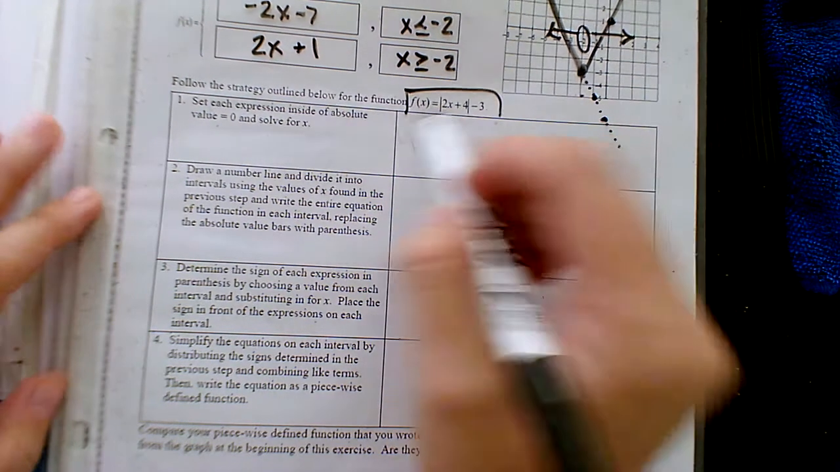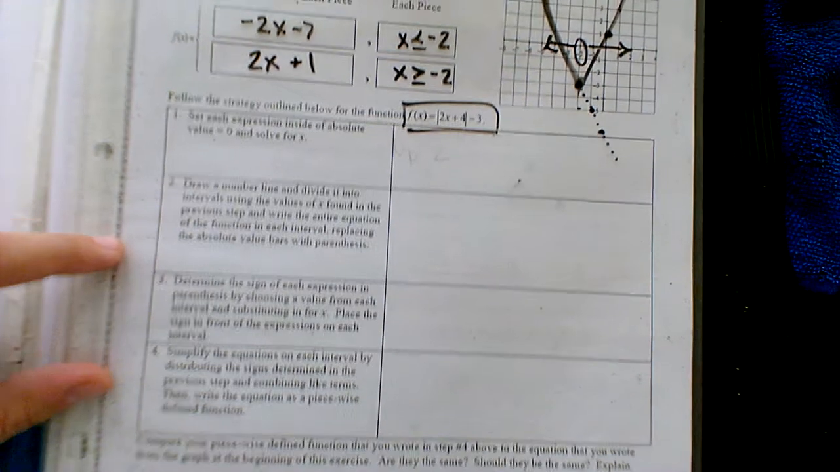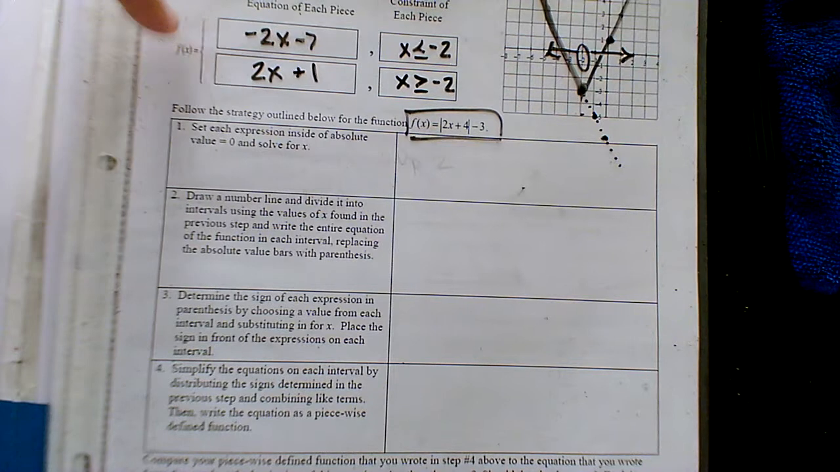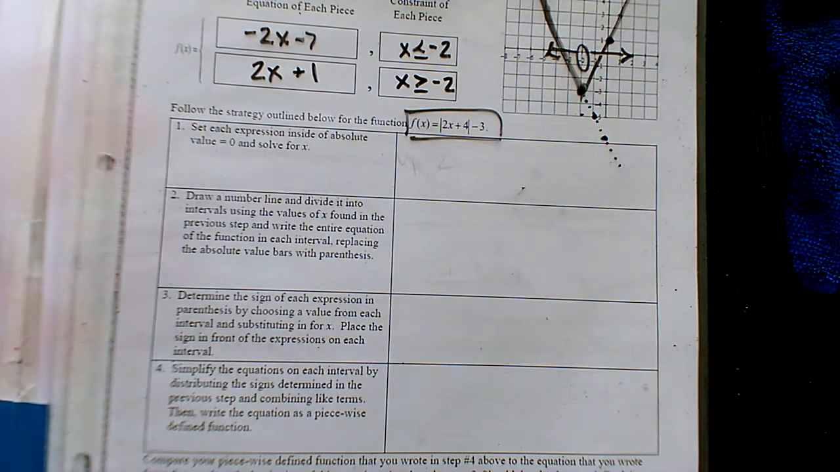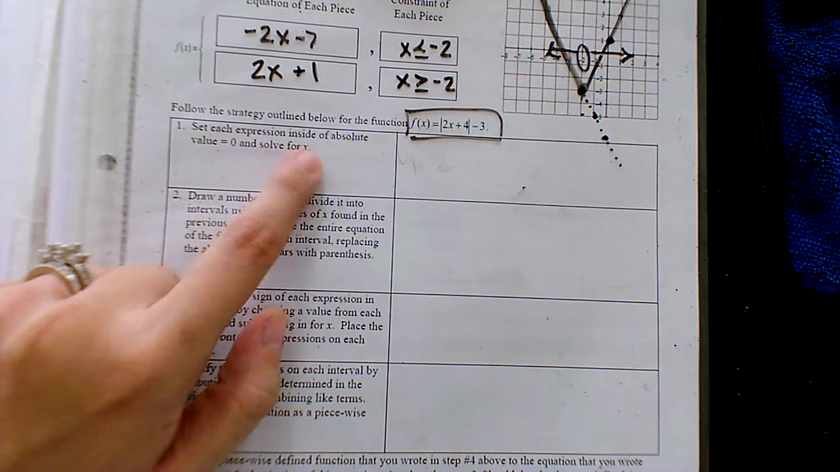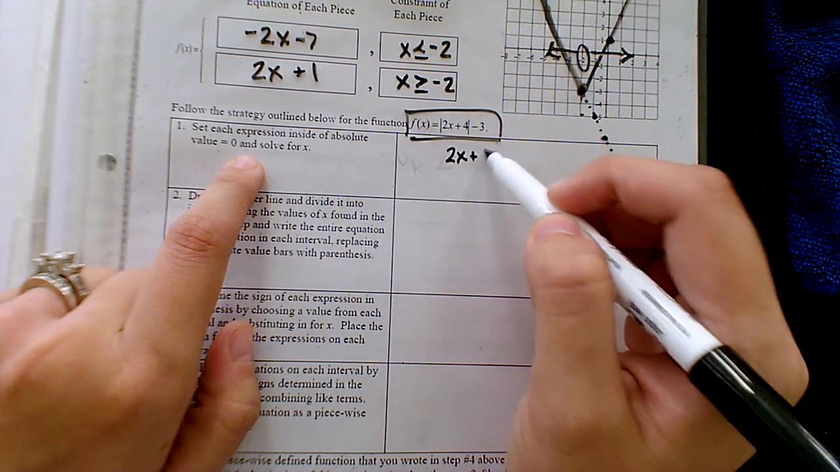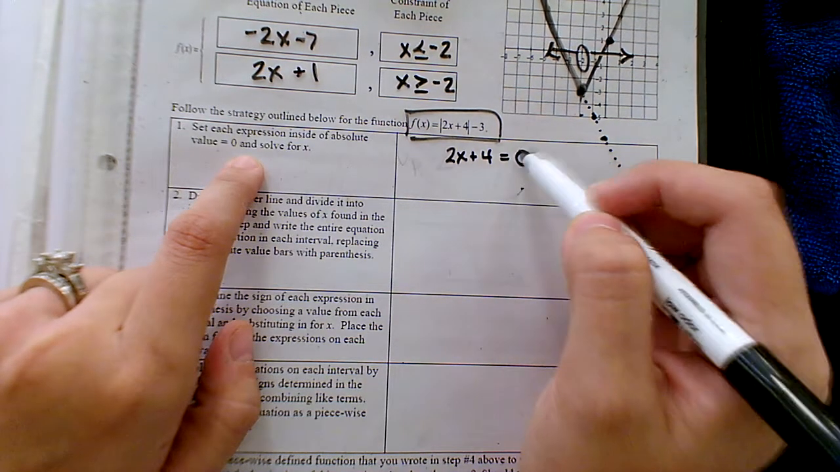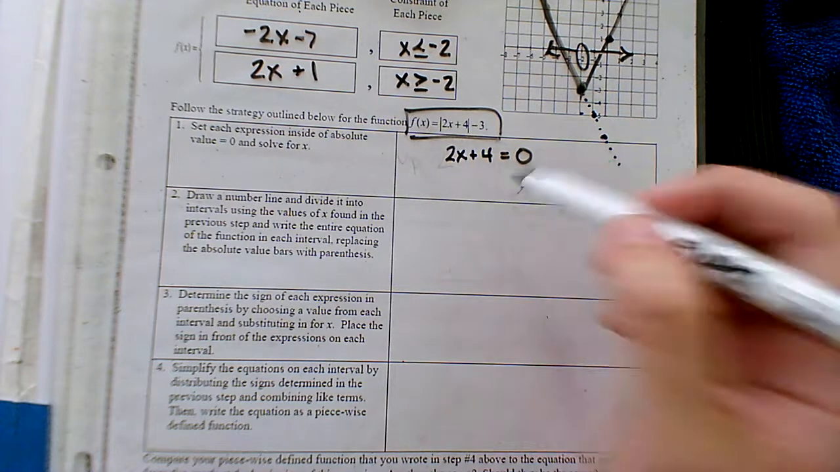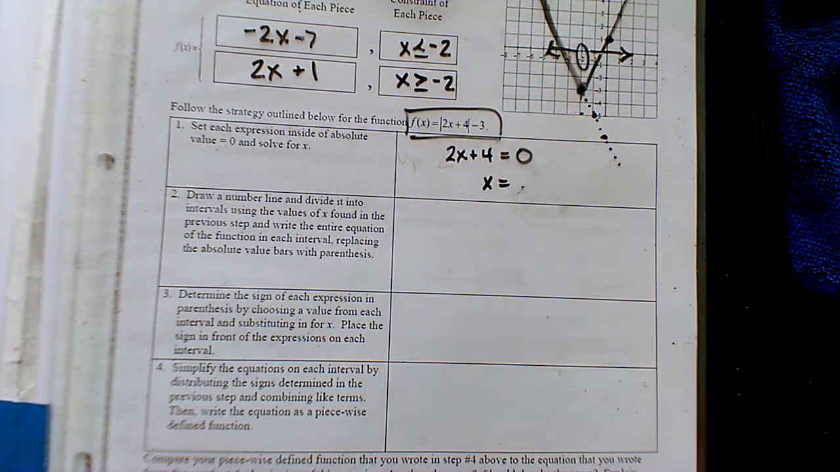So we're still going to use the same equation. We're just going to see if we can get this same result by hand. Okay, so the first thing I want us to do is set the inside of the absolute values equal to 0. So for this example, we got 2x plus 4. If we set it equal to 0 and solve for x, what are we going to get?